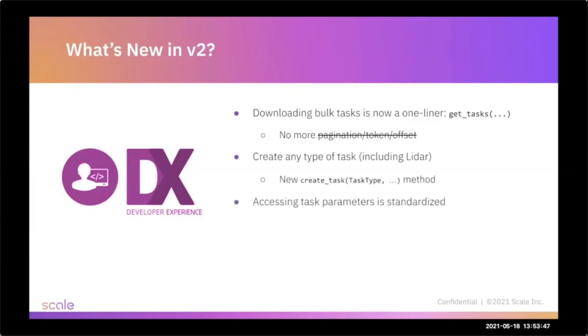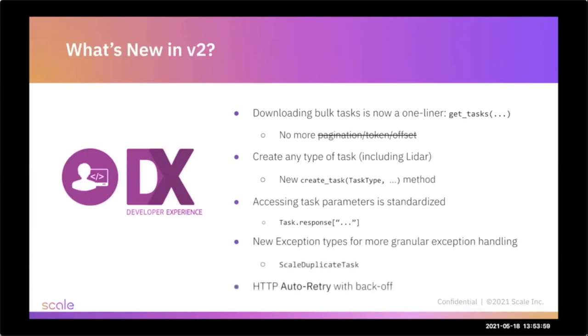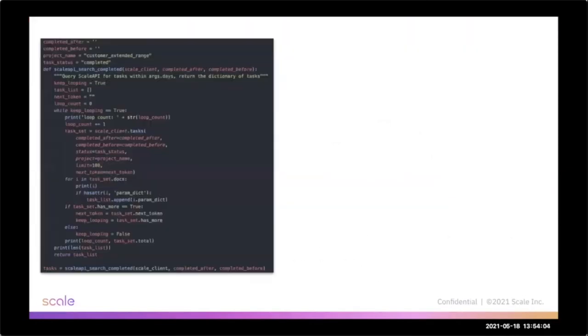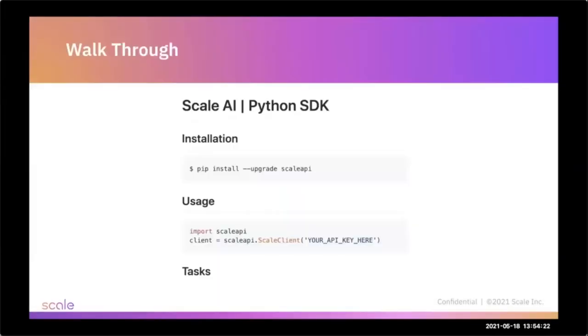We also standardized the way you access the task parameters, and we're bringing a lot of new exception types, which allow you to do more granular exception handling. And as I said, auto retry with incremental backoff is already implemented as well. So when we say one-liner, we really mean it. On the left side, you can see an example of a code piece which used to help you download, let's say, hundreds of thousands of tasks in a project, but now it's just a one-liner doing the same thing.